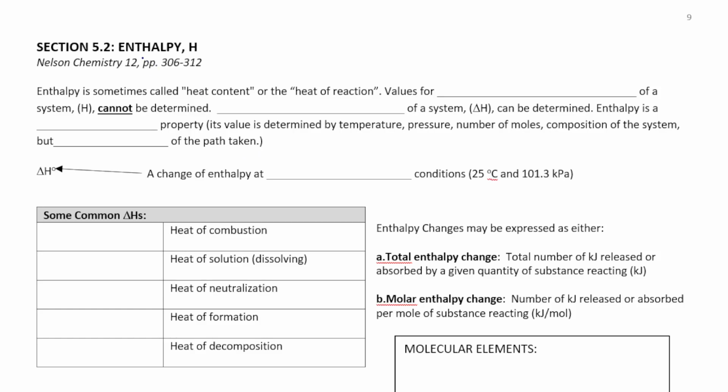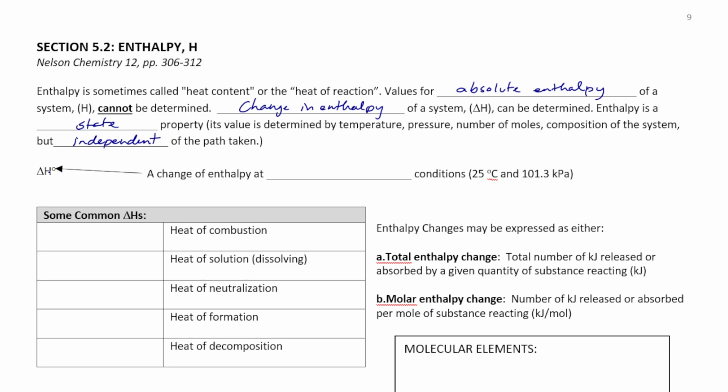In this section, we're going to be looking at enthalpy. So enthalpy is sometimes called the heat content or the heat of reaction, and the values for absolute enthalpy of a system cannot be determined. So instead what we look at is the change in enthalpy of a system. Enthalpy is a state property, so its value is determined by temperature, pressure, number of moles, composition of the system, but it's independent of the path taken.